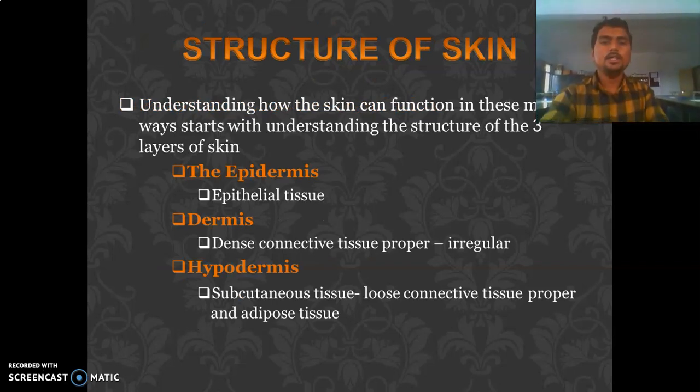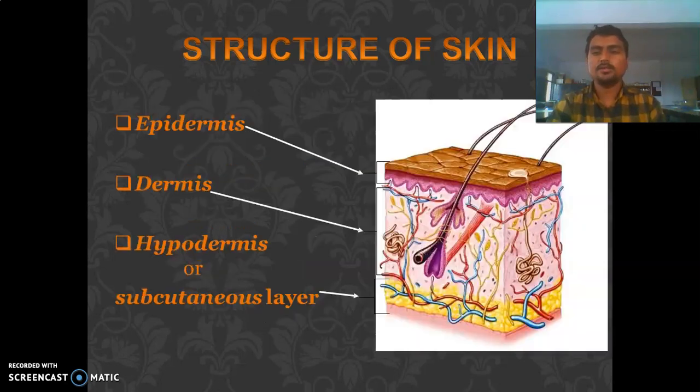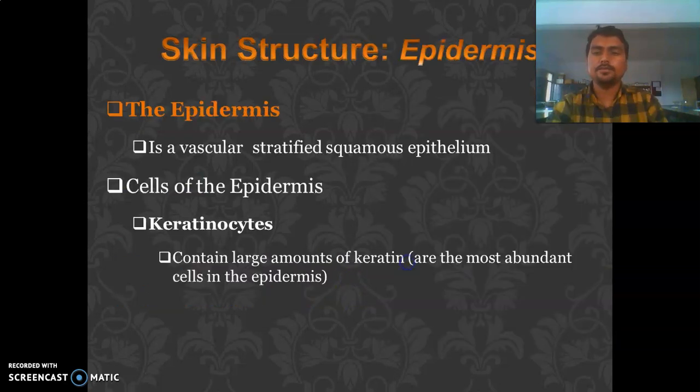Now we will see the structure of the skin. The skin has mainly three layers. The first one is the epidermis, the second is the dermis, and the third is the hypodermis, also called the subcutaneous layer. These are the layers of the skin. The upper layer is the epidermis, the middle layer is the dermis, and the last layer is the hypodermis, also called the subcutaneous layer.